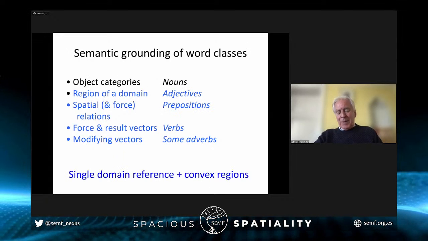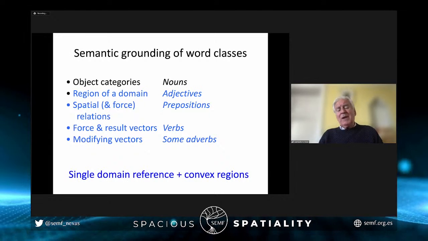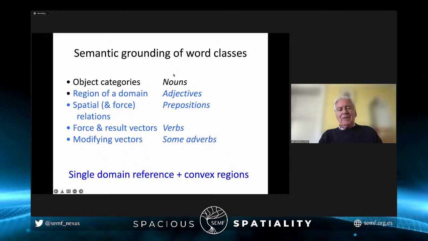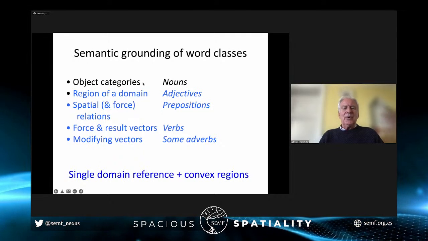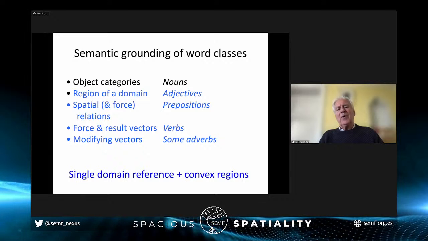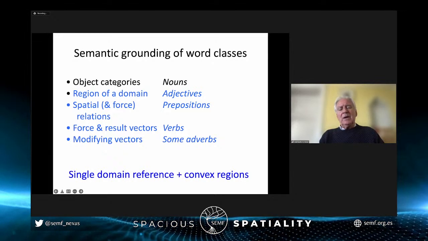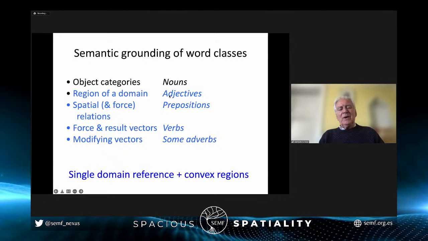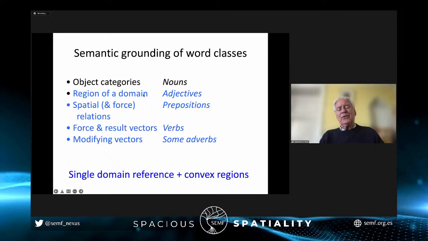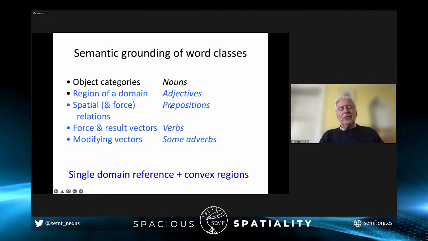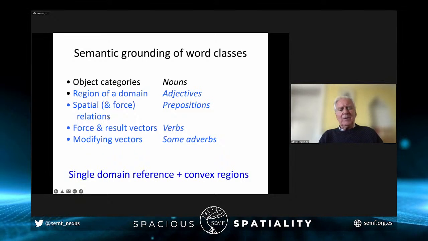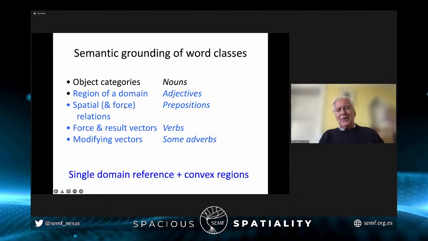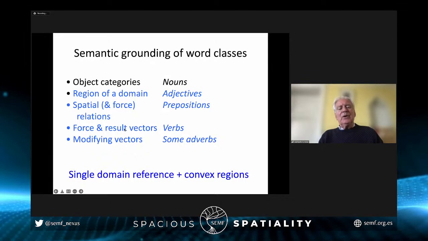Now it's time for me to sum up. So what I've developed here is the semantic grounding of word classes. I've given you examples of nouns, and for them I have given a slightly complex definition involving several domains for object categories. I've given you examples how domain analysis would apply to other types of nouns as well. I've identified adjectives with regions of a single domain. I've identified prepositions with relations between a landmark and a region around the landmark, or paths if it's a direction of prepositions. It's not only spatial and force, there are some other domains involved as well. And in verbs, there are either force vectors for manner verbs or result vectors for result verbs.